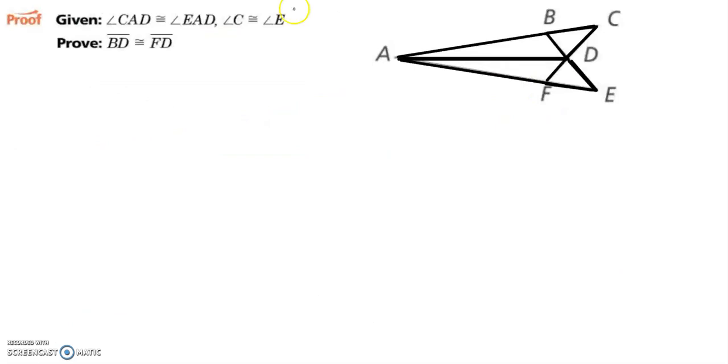Okay, so here's a really long proof that we're going to work through. Given angle CAD is congruent to angle EAD, and angle C is congruent to angle E, I want to prove that BD is congruent to FD. I'm going to first try by proving some triangles are congruent here. I've got two triangles with two given angles. So what I'm going to do is first separate these things.